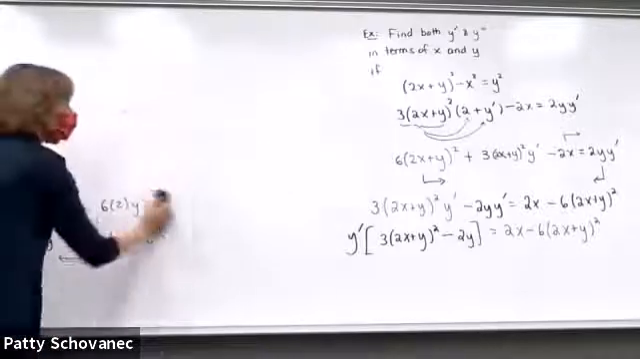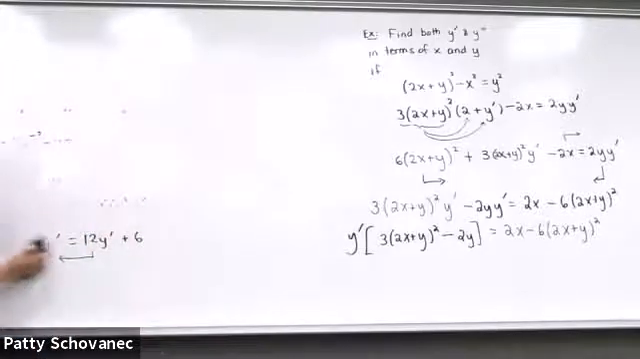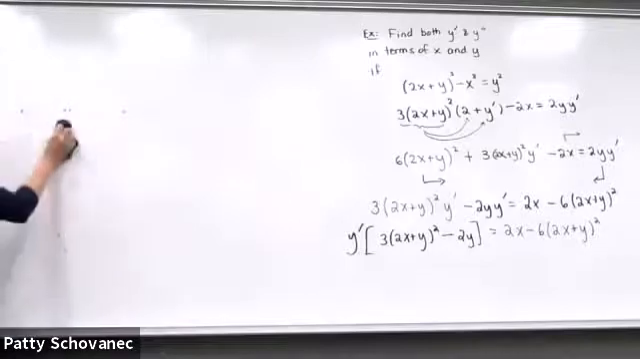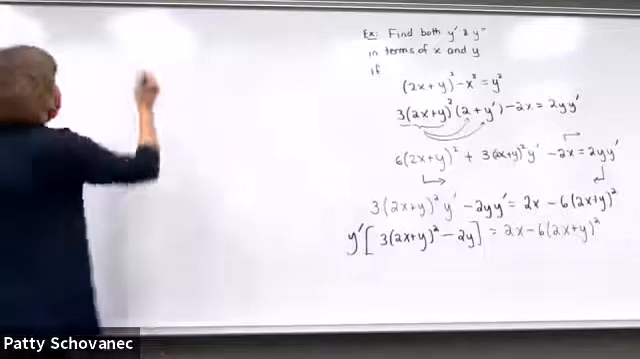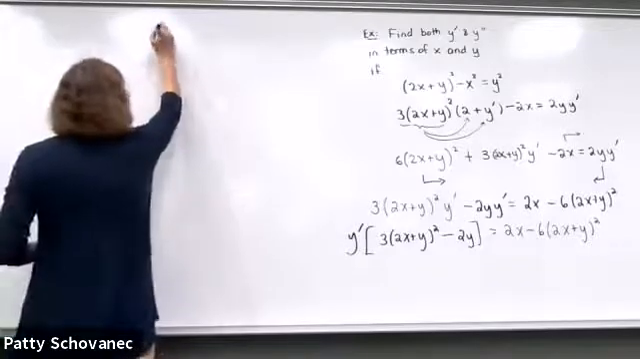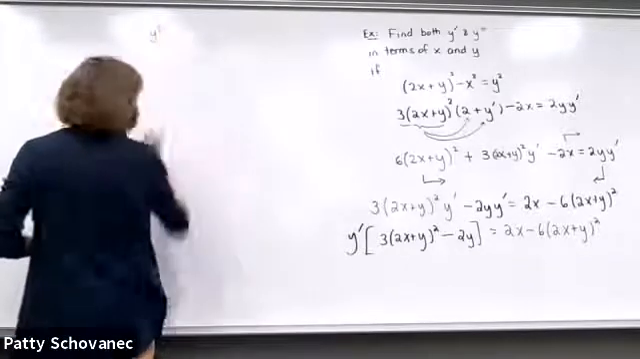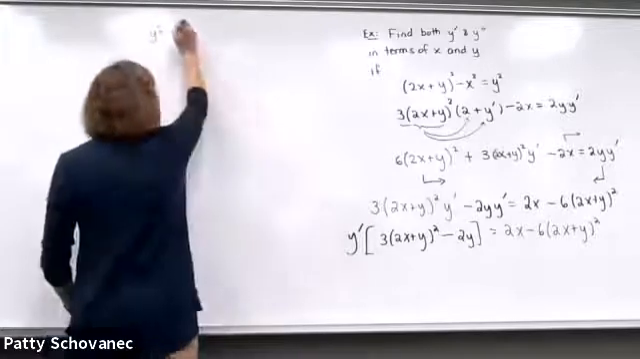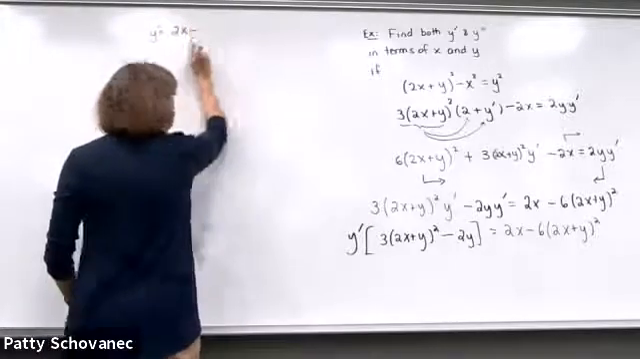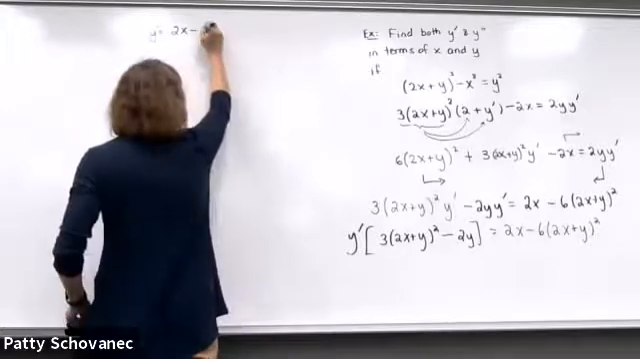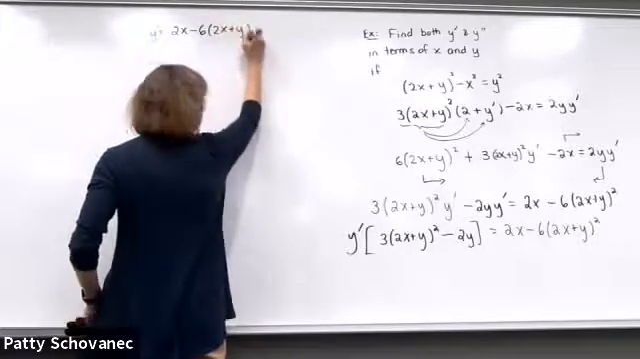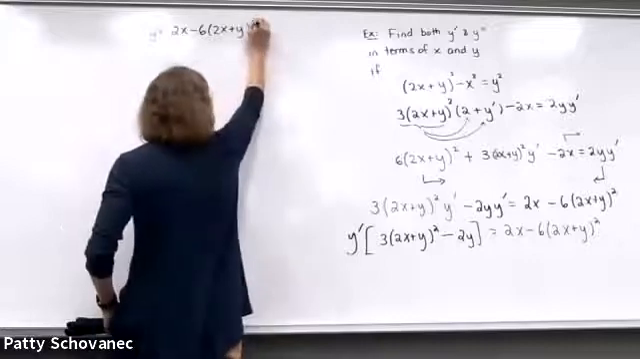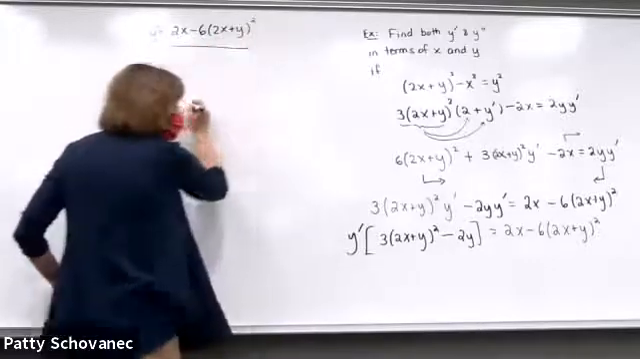And I've made too big of a mess. So you might have to just truncate this problem. I need an easier one to find the second derivative of. So y prime is going to be the stuff on the right-hand side, 2x minus 6 times 2x plus y, and I believe that is squared, all over the stuff in the brackets over here.